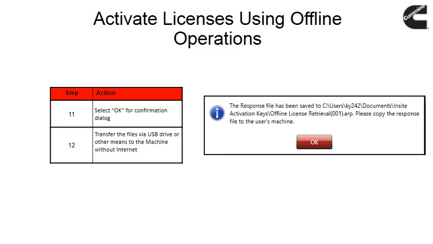You will now need to select OK in the confirmation pop-up window and then transfer the files using your chosen method, such as a USB drive, to the machine without internet. Please be sure you remember to transfer all files created for each applicable license.